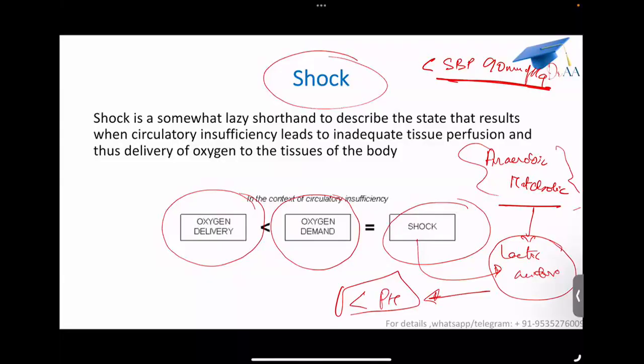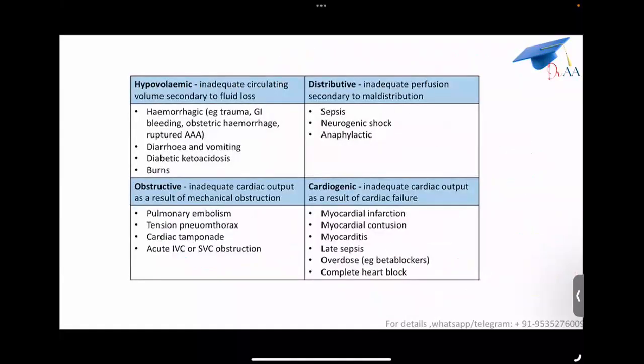For all practical purposes, and for your MCQ questions for MRCEM exams, take systolic blood pressure as less than 90 millimetres of mercury. There are various classifications. The broad classification: there might be hypovolemic shock, where there is loss of intravascular volume. It might be due to a hemorrhage, gastroenteritis, diabetic ketoacidosis, or burns.